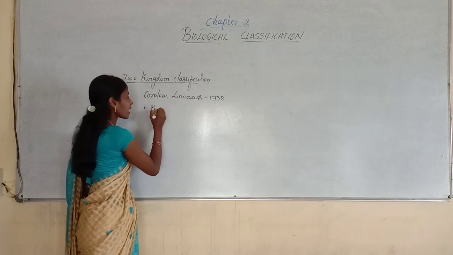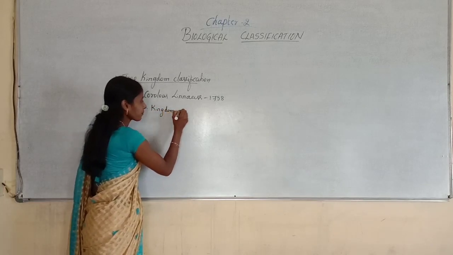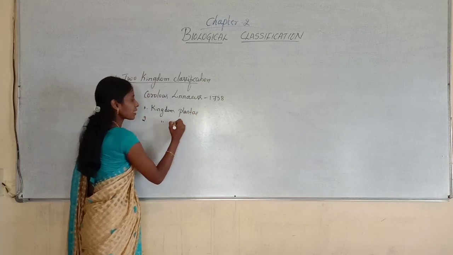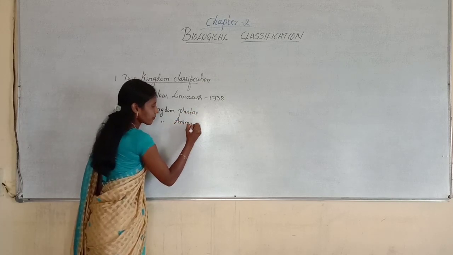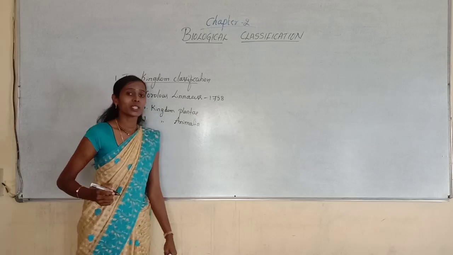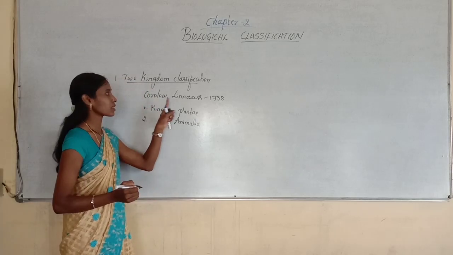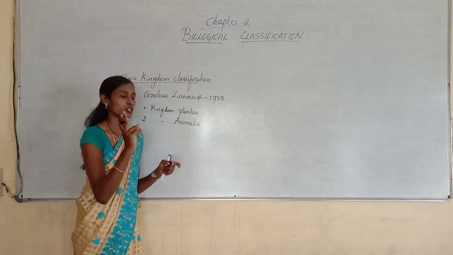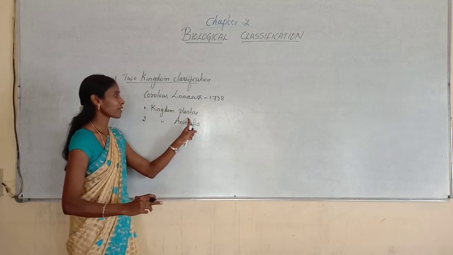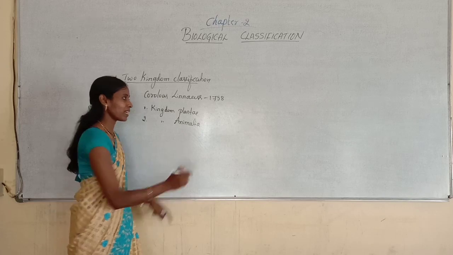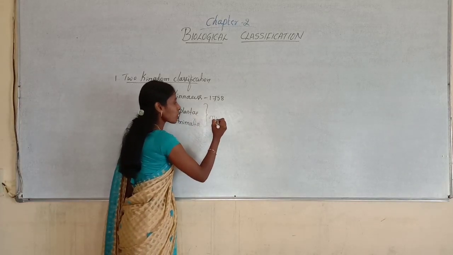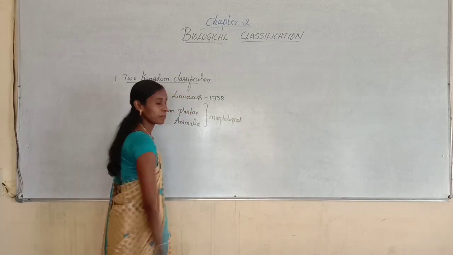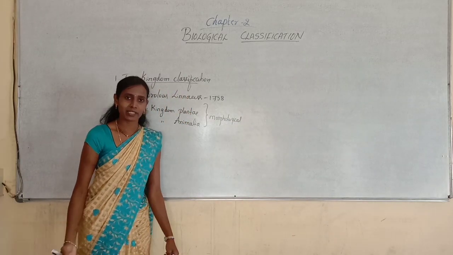One is kingdom Plantae, and the other one is called kingdom Animalia. These are the two kingdoms proposed by Carolus Linnaeus. He classified all living organisms into two kingdoms, kingdom Plantae and kingdom Animalia, and these are mainly based on morphological characters.